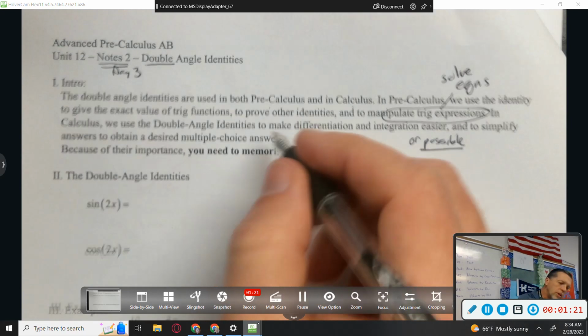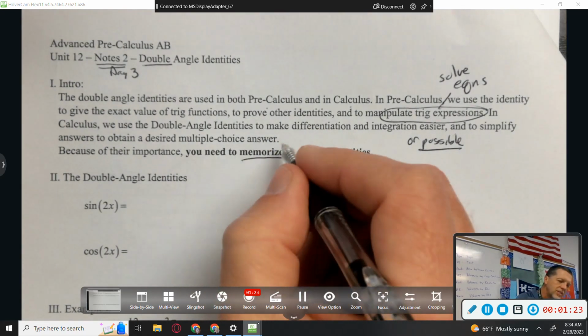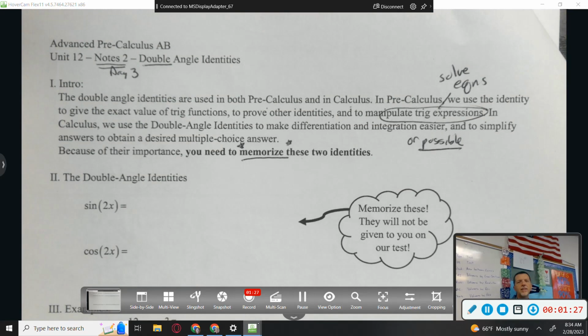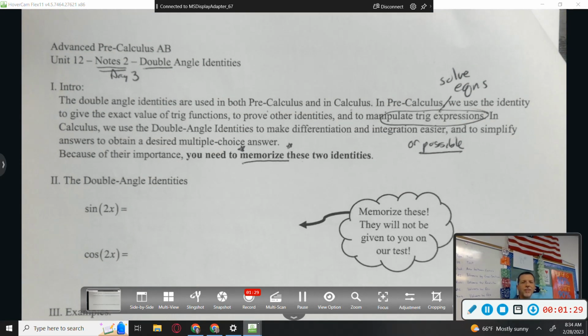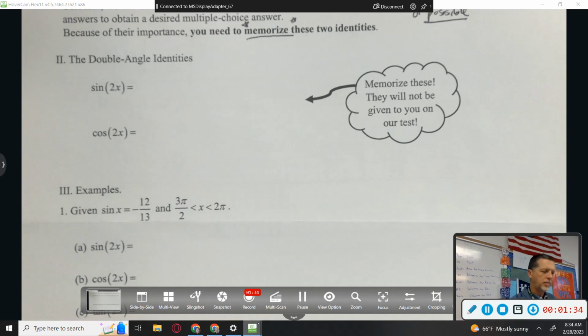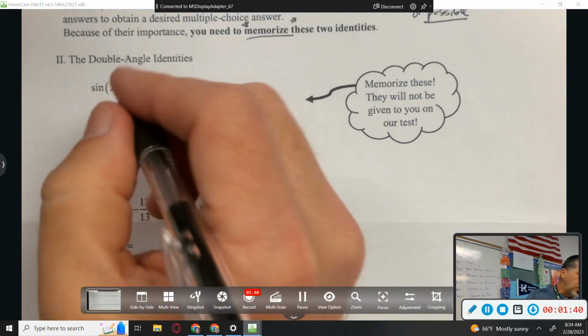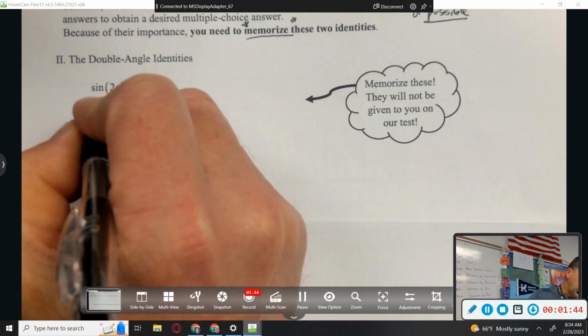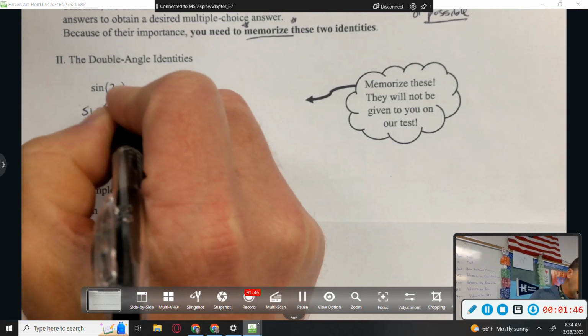Because of their importance, you need to memorize, sort of. Let me explain these sort of. So the double angle identities. Some of you are just going to memorize them because they're not hard, no big deal. But let me show you where they come from, and that way you don't have to memorize them if you don't want to. Sine of 2x, that's the same thing as the sine of x plus x.